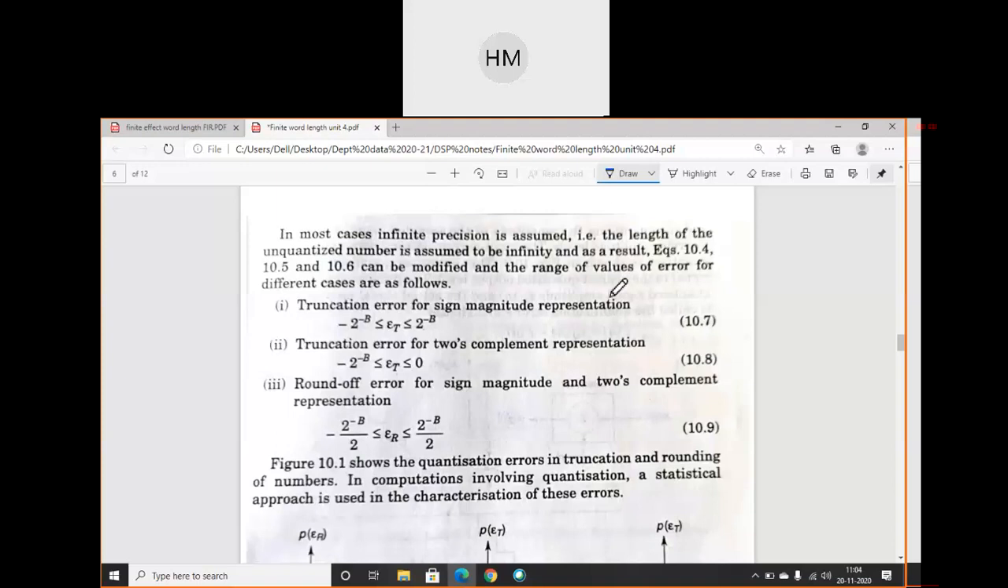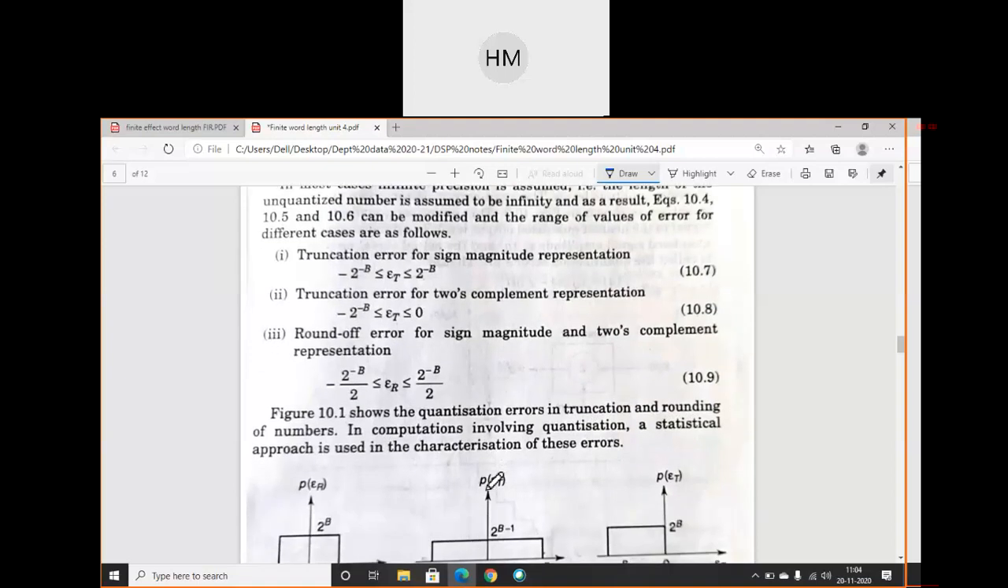You can compare both the equations. So truncation error for sign magnitude representation is 2 to the power minus b. For 2's complement minus 2 to the power minus b till 0. For round off it is minus 2 to the power minus b by 2 to 2 to the power minus b by 2. Okay. Shows the quantization error in truncation and rounding of numbers.